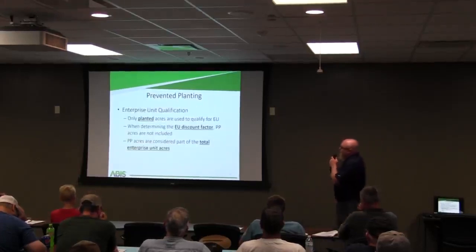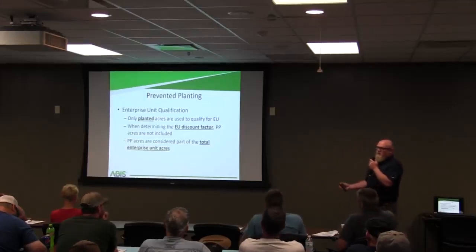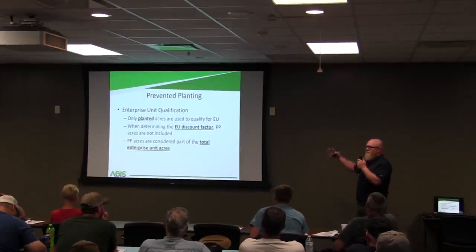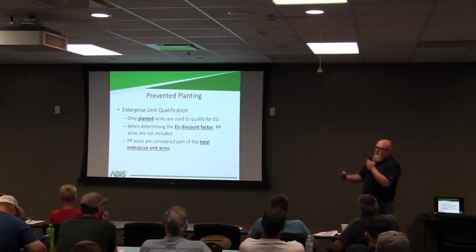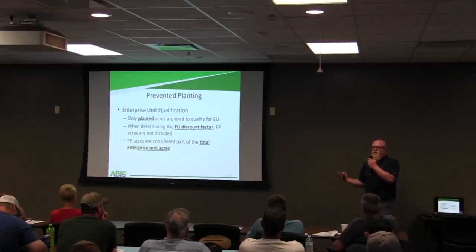For the enterprise unit qualification, only planted acres are used to qualify for your enterprise unit. So if you've got 2 farms and 2 sections that are going to corn, and you're only able to plant one of them, it's not going to qualify for enterprise units because you've only planted acres on the one farm.